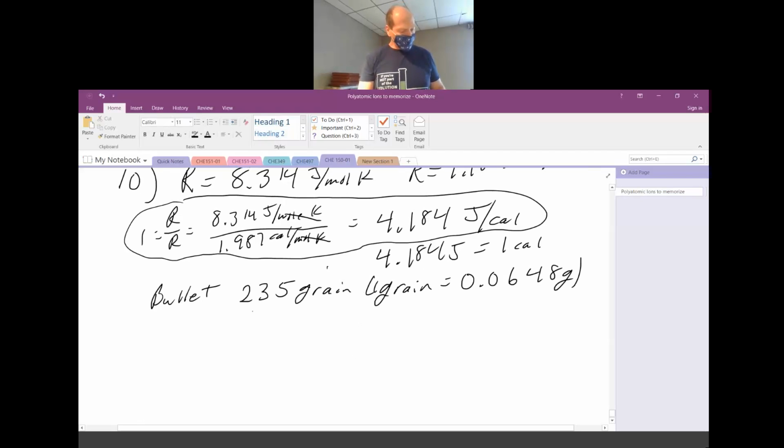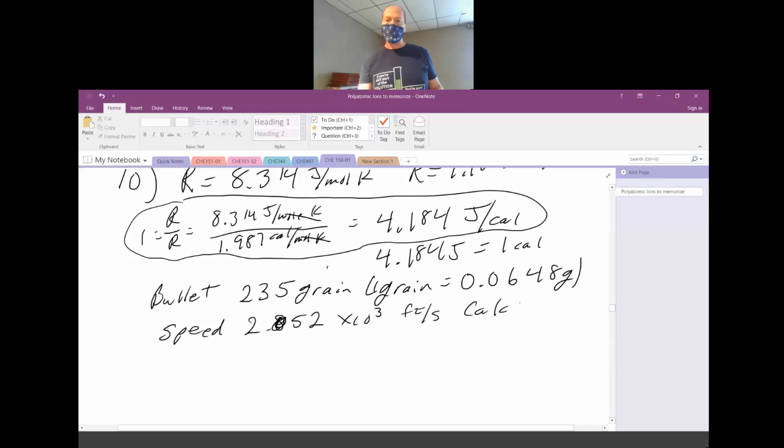All right, when you shoot the bullet out of the gun, there is a speed of 2.52 times 10 to the third feet per second. All right, and it is to now calculate the kinetic energy in joules and calories. All right, so kinetic energy, the equation is 1/2 mv squared.